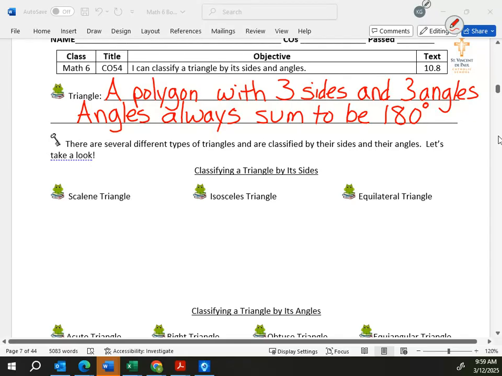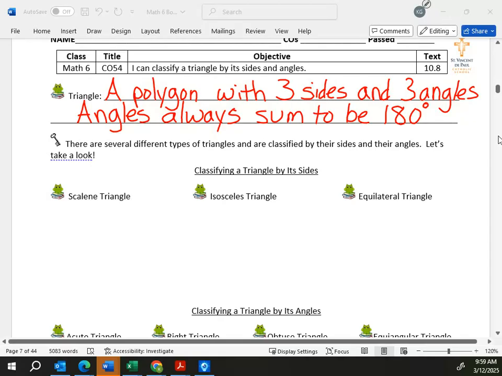So, triangle, we know what a triangle looks like. We learned that many years ago. The three sides, tri means three. Angles, we know what angles are, so the triangle has three angles. So because it has three angles and it's a polygon, it's closed, it has to have three sides.